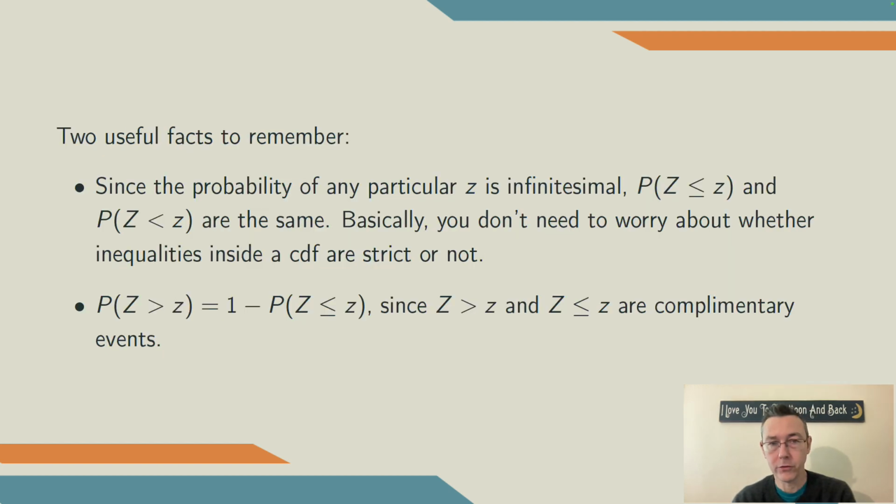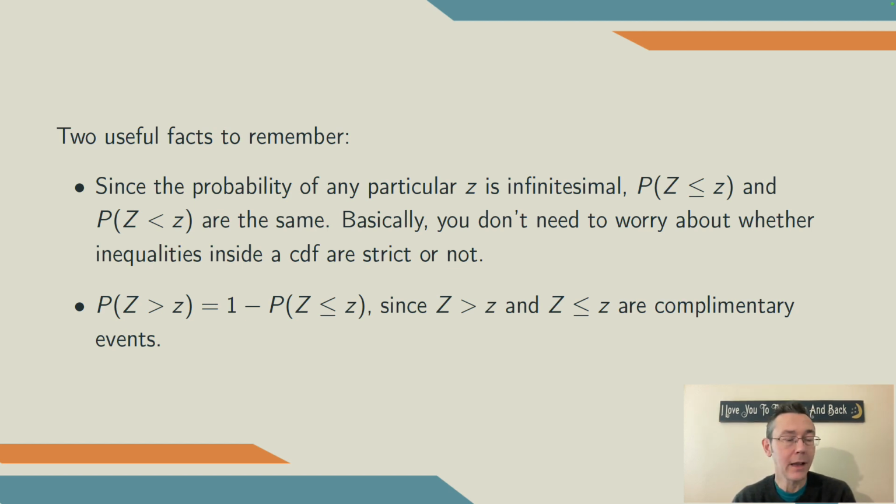Two useful facts to remember when computing in the standard normal distribution. First of all, since we're in a continuous distribution, probabilities of particular z-scores are infinitesimal. So you don't have to worry about whether your inequalities inside of a CDF are strict or not. The probability of being less than or equal to a certain value is going to be just the same as the probability of being strictly less than that value.